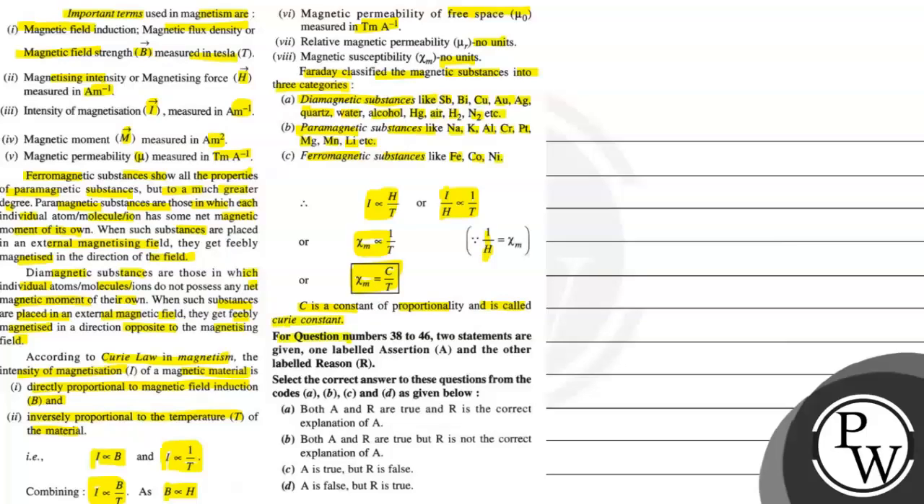Now, for questions number 38 to 46, two statements are given, one labeled as assertion and another labeled as reason. Select the correct answer of these questions from the codes A, B, C, and D as given below. Code A says both assertion and reason are true, and reason is the correct explanation of A. Code B says both assertion and reason are true, but reason is not the correct explanation of A. Code C says the assertion is true, but the reason is false, and code D says assertion is false, but the reason is true. So let's read the assertion and reason.